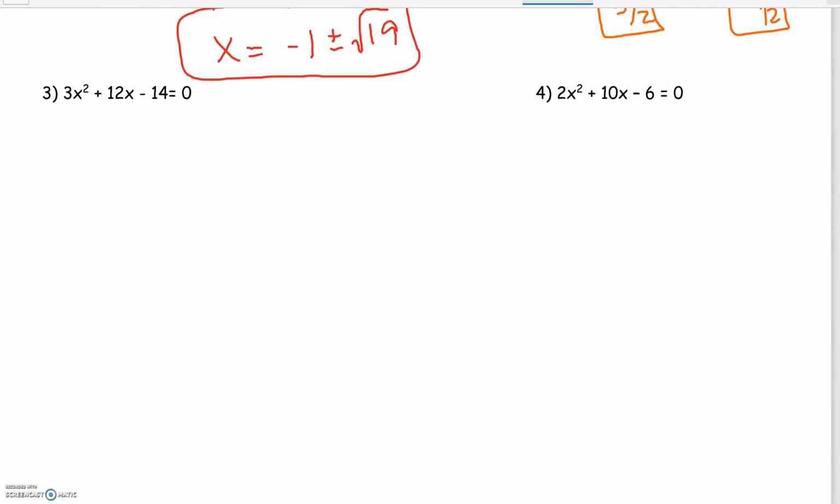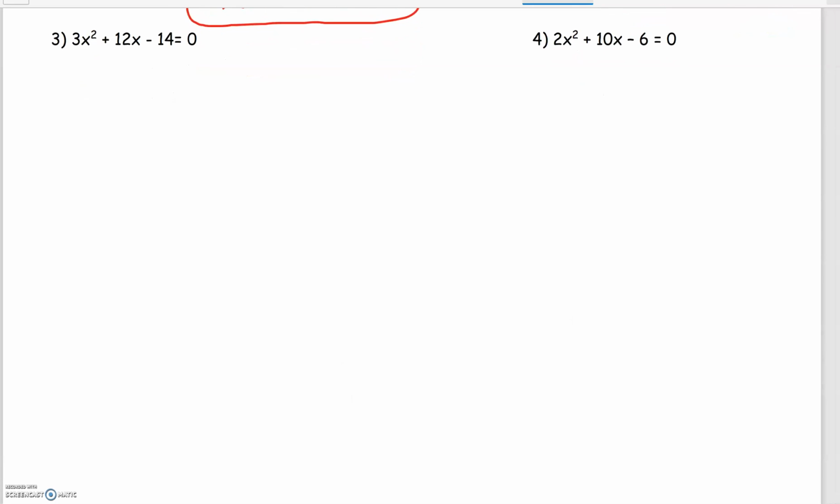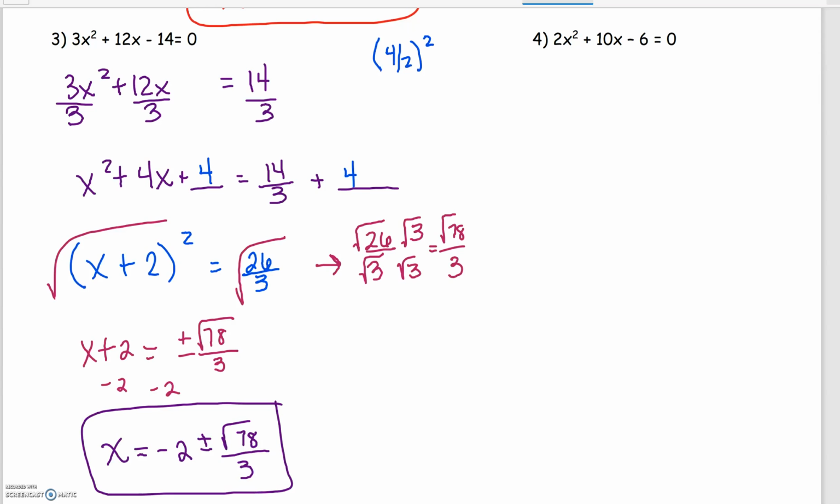If you want to try those last two, I will go ahead and stick the answers up here for you to check with, but go ahead and try them and then check when you're ready. Double check number 3, and then I'll go ahead and work number 4. So we're going to move that 6, and then we're going to divide everything by 2 to get that x squared alone. X squared plus 5x is equal to 3.